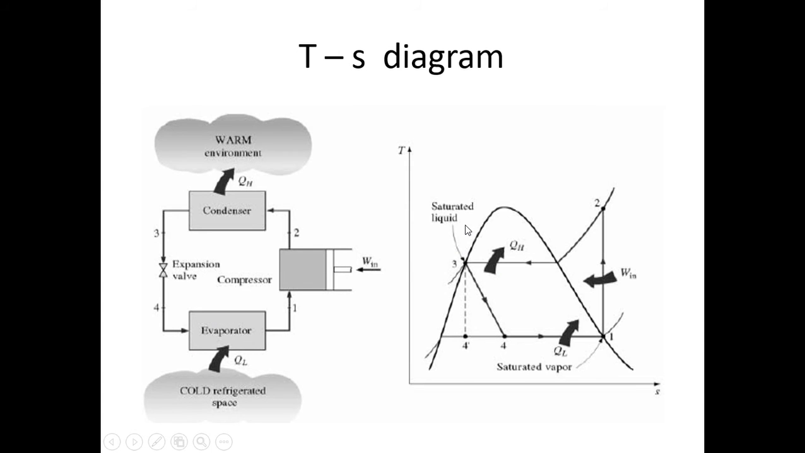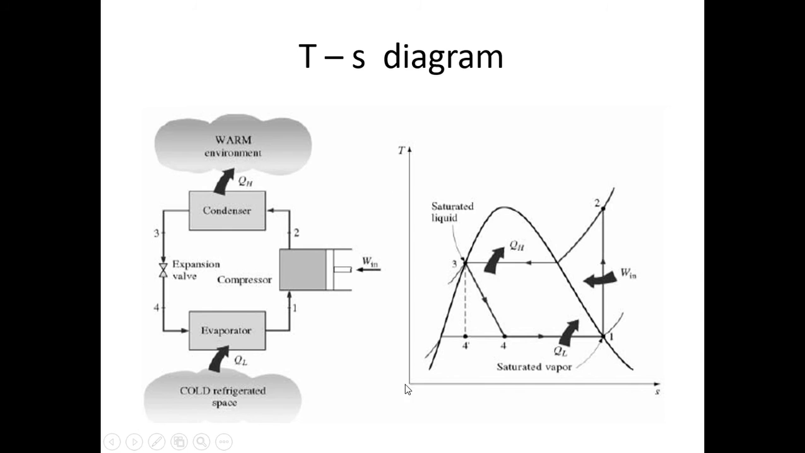So this is the TS diagram. Now this is the space to be cooled. In the case of a refrigerator, this is the space inside the refrigerator and this is the space outside the refrigerator. In the case of an air conditioner, this is the room to be cooled and this is outside air, the air which is present outside the room. And this is your vapor compression system.